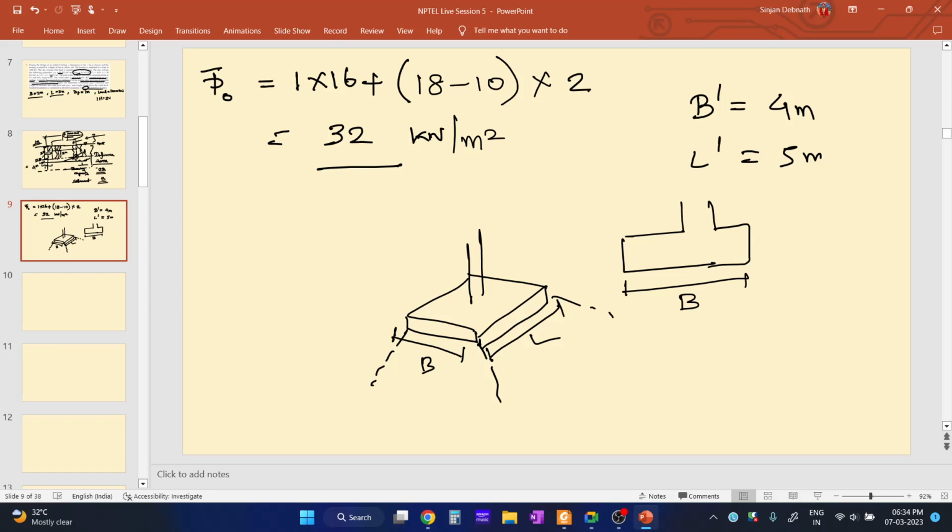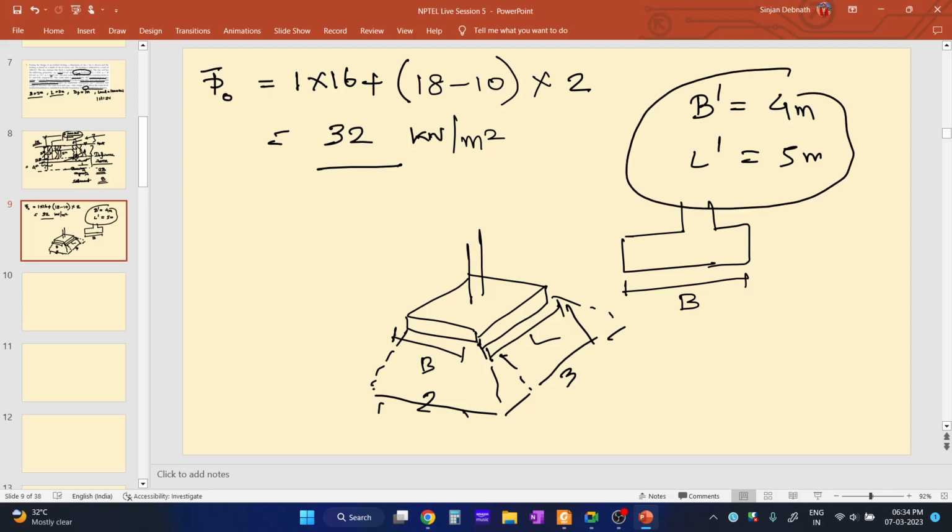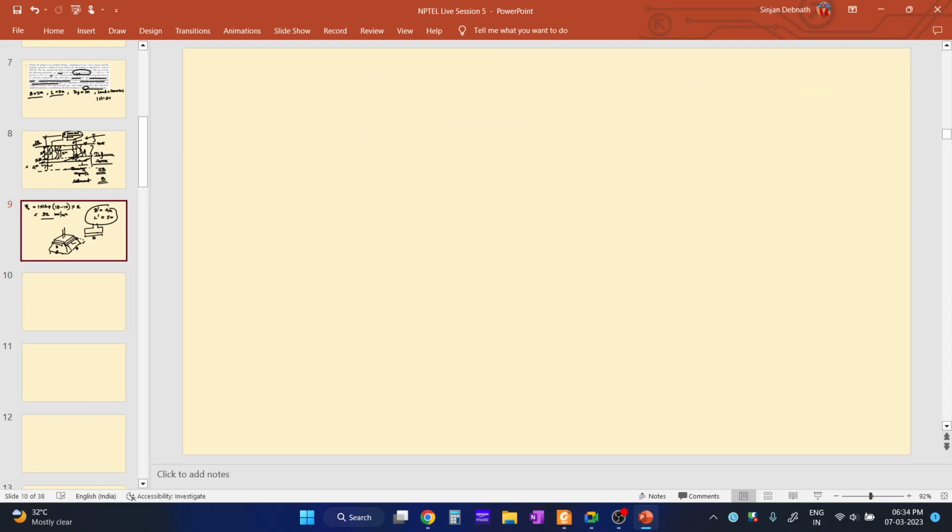So the new breadth is 4 plus 2 plus 1 plus 1, and the new length will also be like this, na? 3 plus 1 plus 1. So 3 plus 1 is 4 and 1 is 5. So have you understood how it is coming? Yes, sir. Okay.